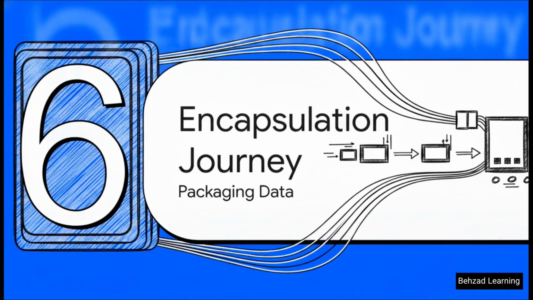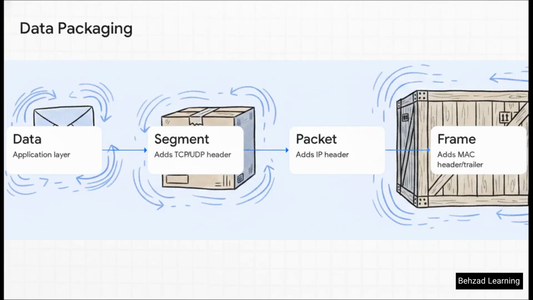And finally, Section 6, the encapsulation journey. Let's see how all this data gets packaged up to finally hit the physical network. It's incredible to watch how this builds. As data travels down the stack, it undergoes this process called encapsulation. It gets wrapped in specific protocol headers at every single step.